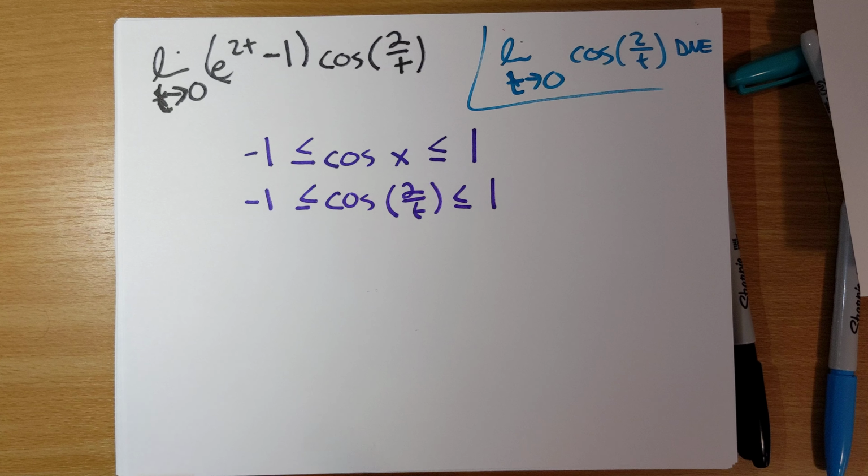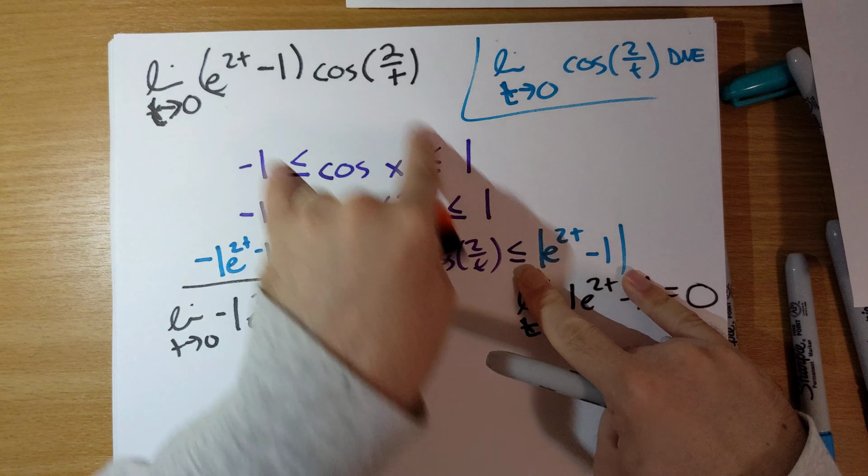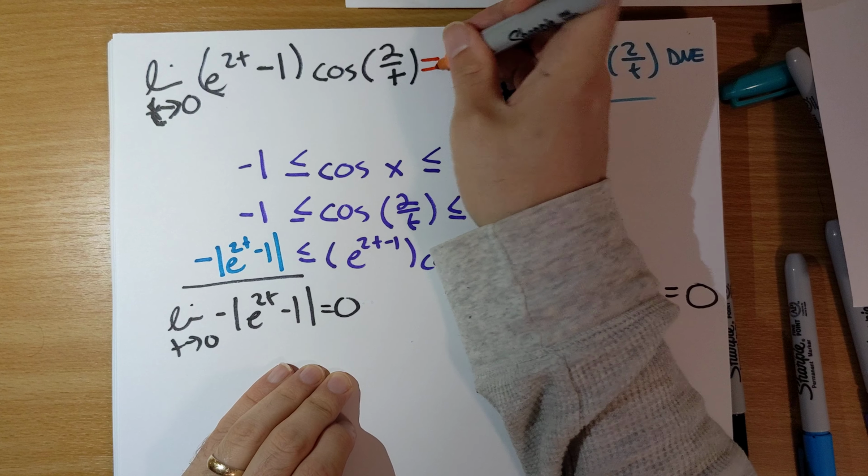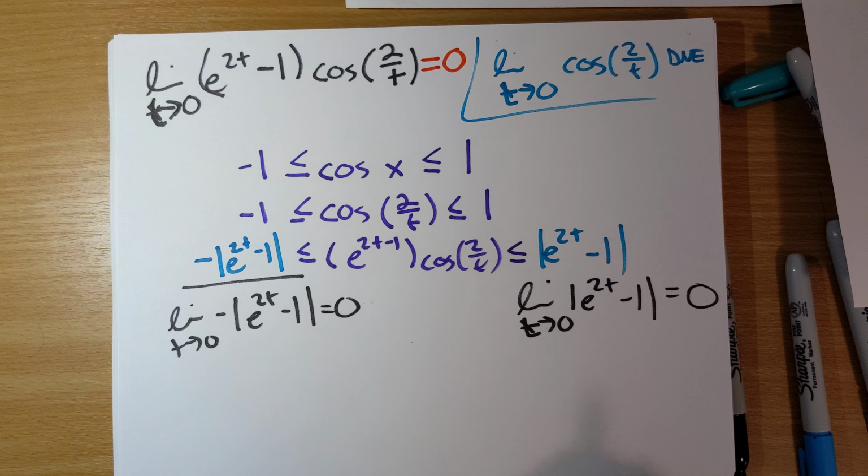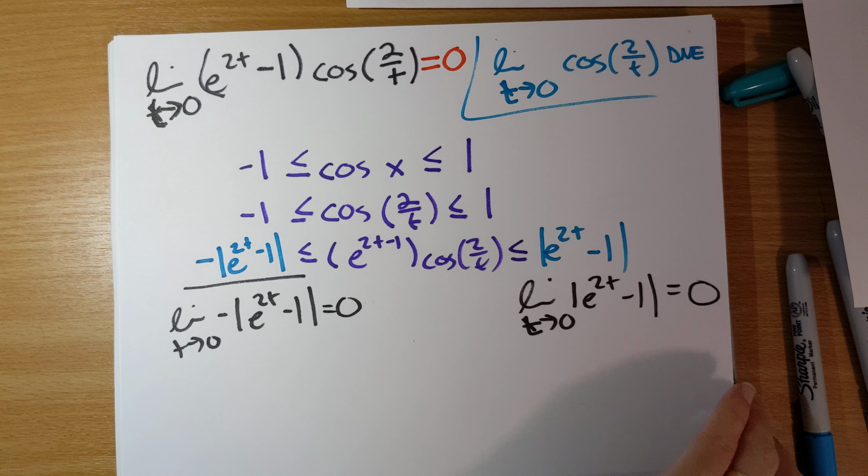So by the squeeze theorem, we conclude the limit of this is 0 as t goes to 0. The limit of this is 0 as t goes to 0. So the limit of this as t goes to 0 must be 0. So a nice little application here of the squeeze theorem.